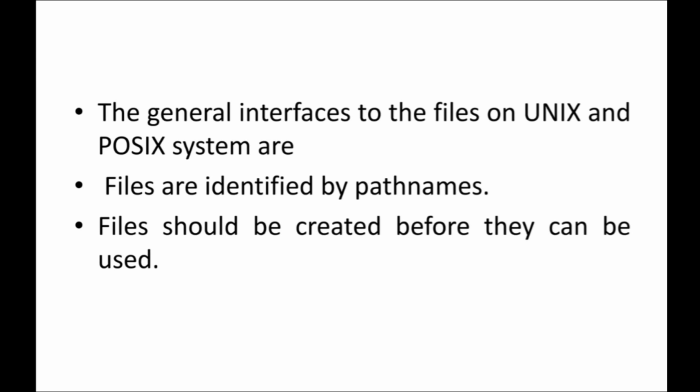So let me begin the explanation. The general interfaces to the files on Unix and POSIX systems are, how you are going to identify the files, how you are going to open your files. First thing, files are identified by path names. Every file will have a path name. In Unix you have a hierarchical structure, and the path names will be separated by slash. You know that. So for example, user slash vishesh slash csc, like that. So files are identified by path names.